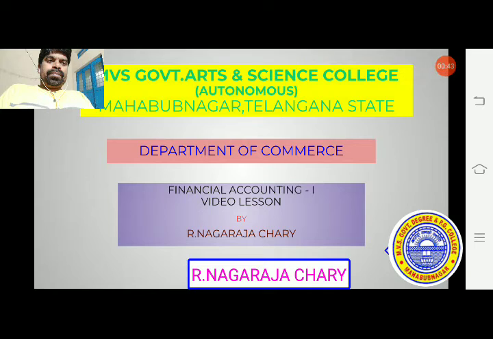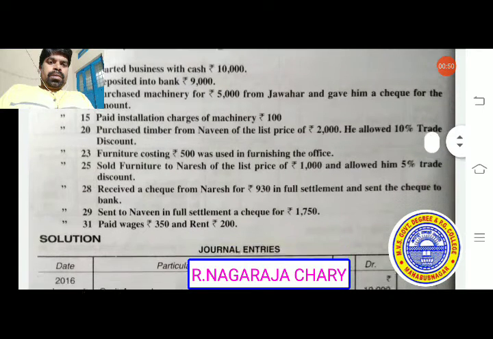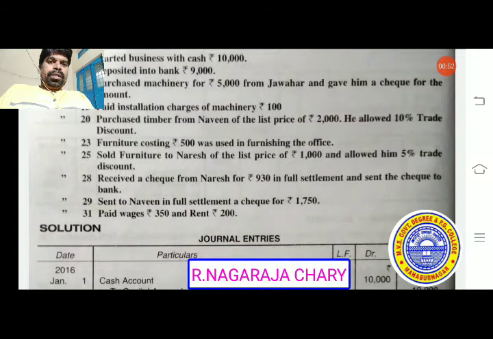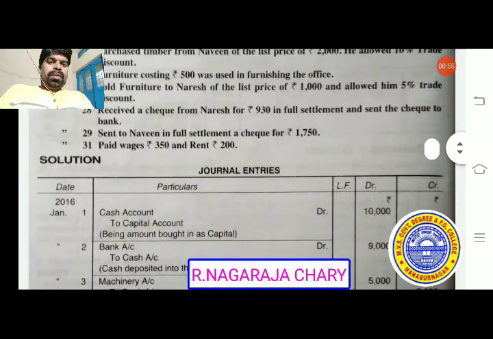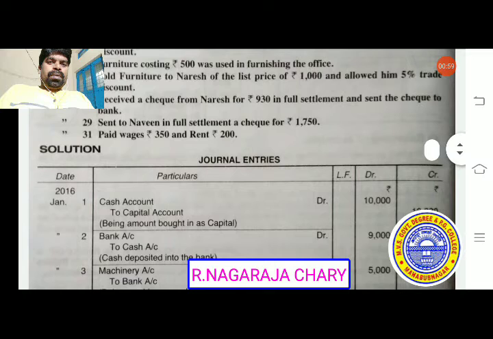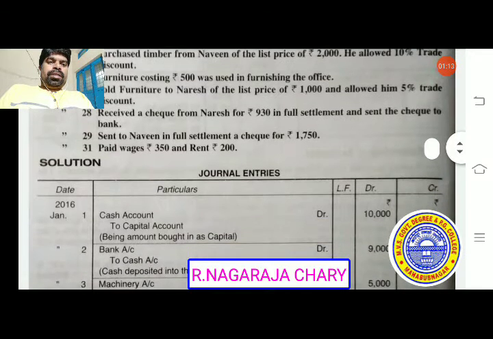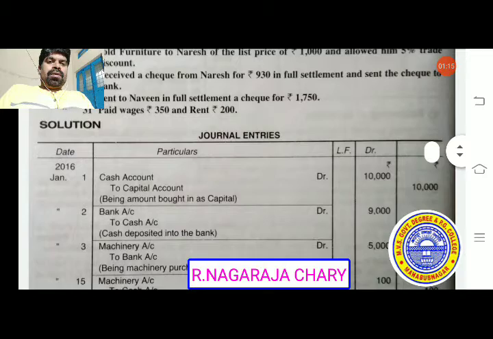Let us see. This is the problem in the last video. These transactions are recorded as journal entries. That is the problem we did in the last video class. Now in this video class, how to write ledger accounts, how to prepare ledger accounts by using these journal entries. So let us see one by one.